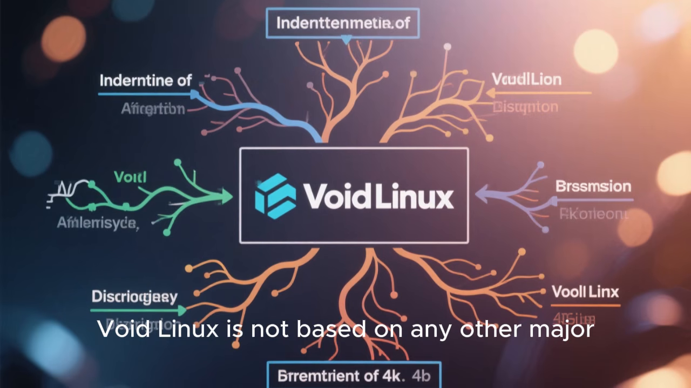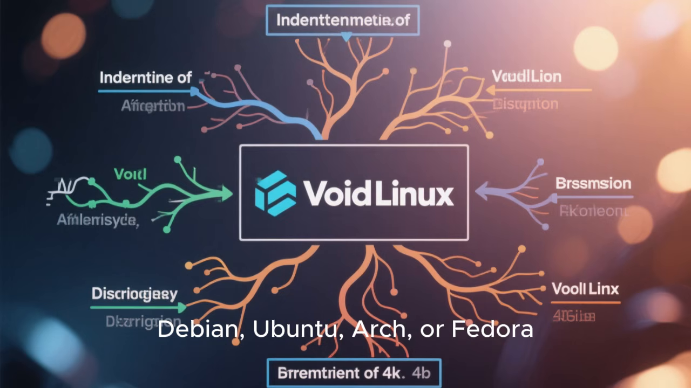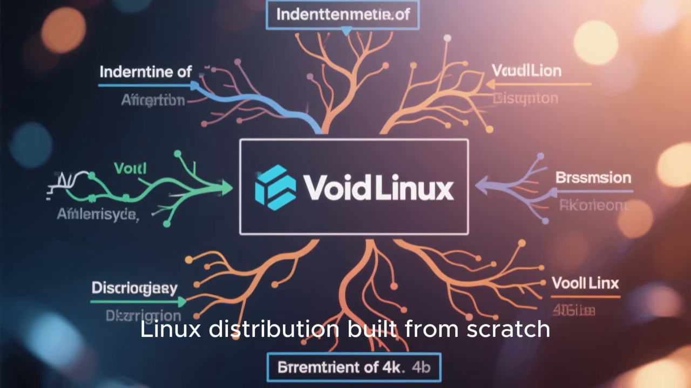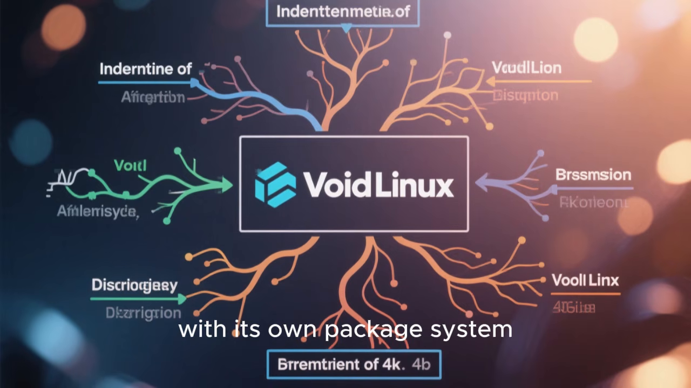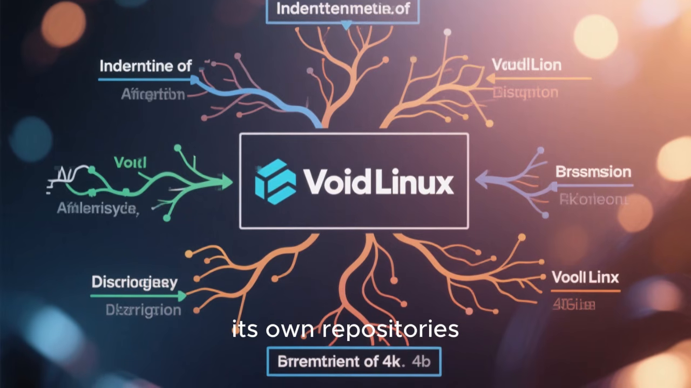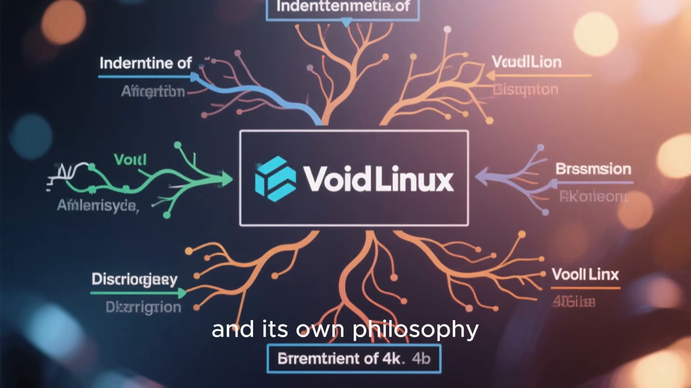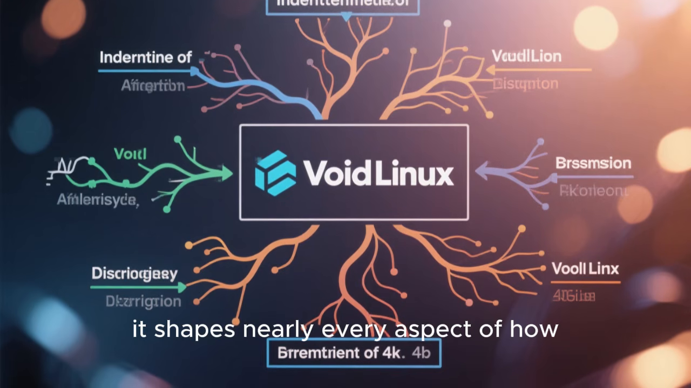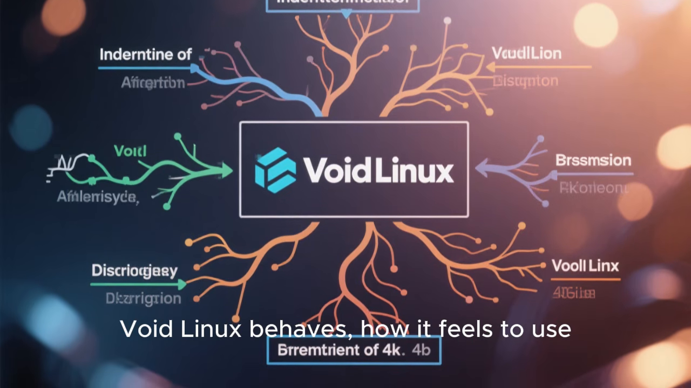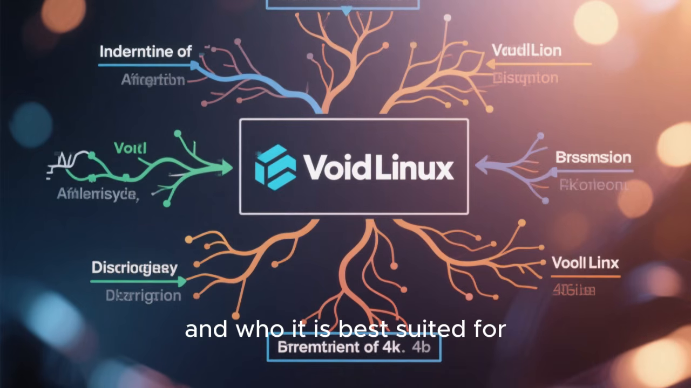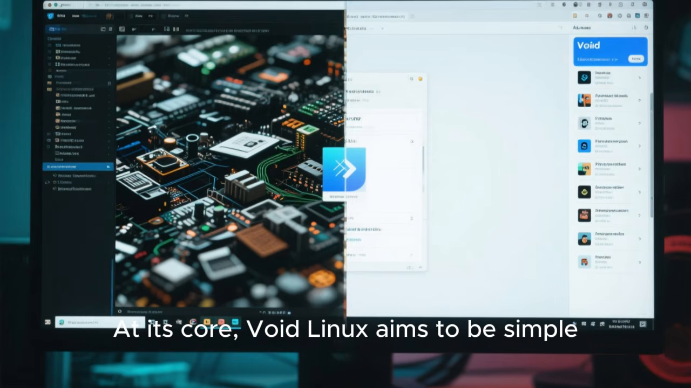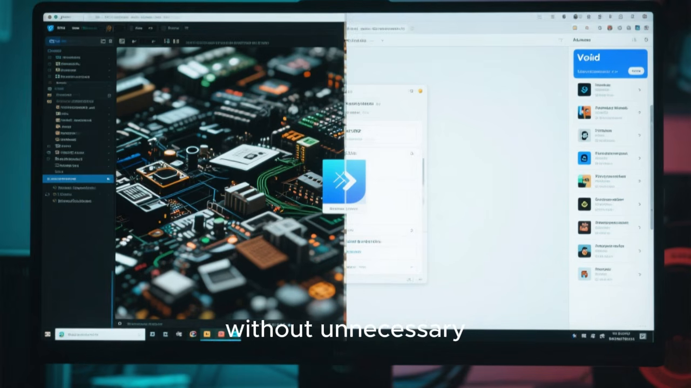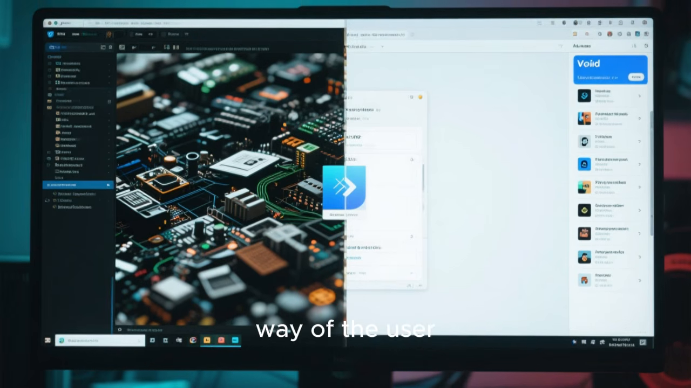Void Linux is not based on any other major distribution like Debian, Ubuntu, Arch, or Fedora. It is an independent Linux distribution built from scratch, with its own package system, its own repositories, and its own philosophy. This independence is not just a technical detail. It shapes nearly every aspect of how Void Linux behaves, how it feels to use, and who it is best suited for. At its core, Void Linux aims to be simple, fast, stable, and flexible, without unnecessary abstractions getting in the way of the user.